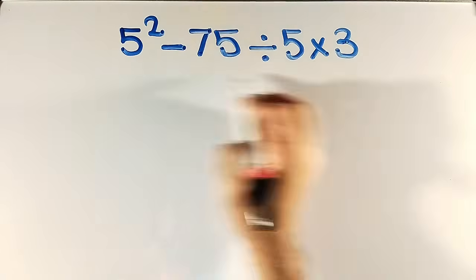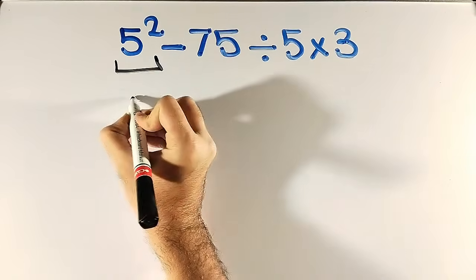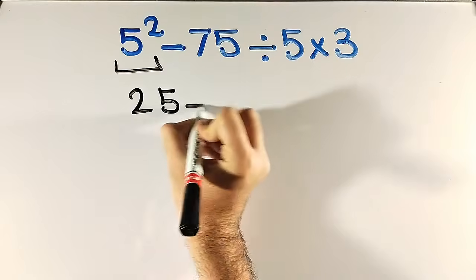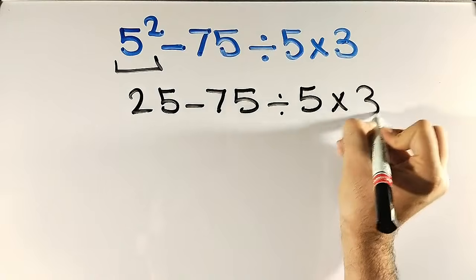Also, some other people, when solving this question, again go straight to the exponent, and instead of this expression, they write 25 minus 75 divided by 5 multiplied by 3.